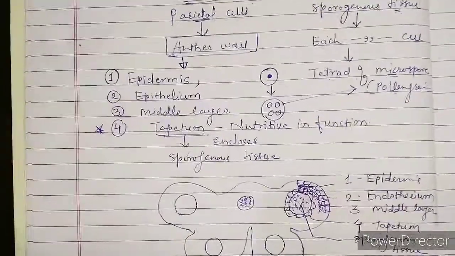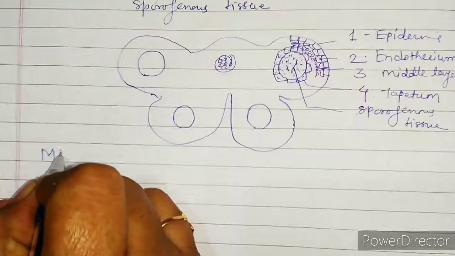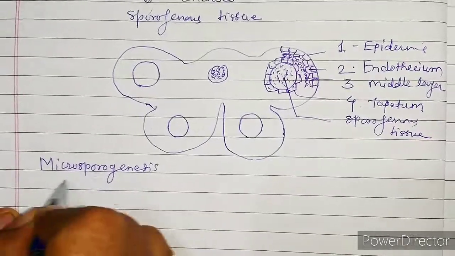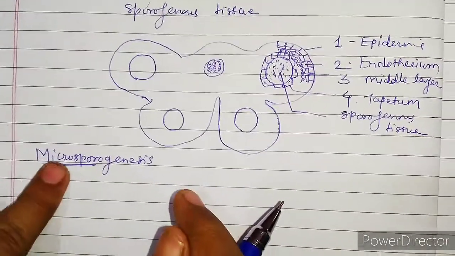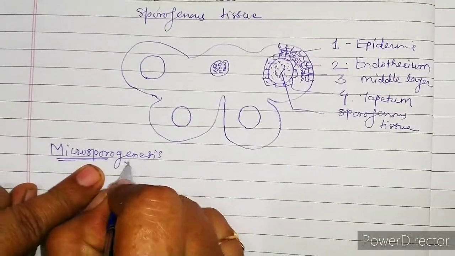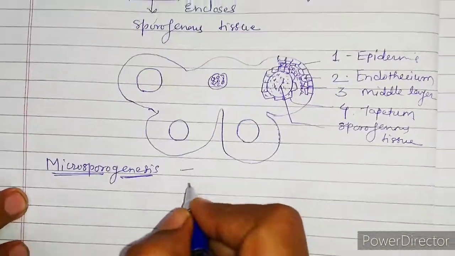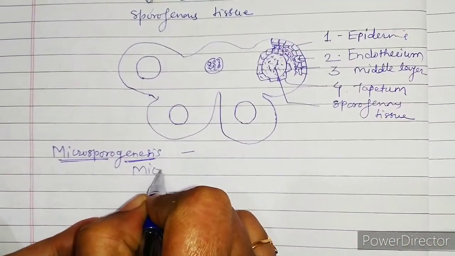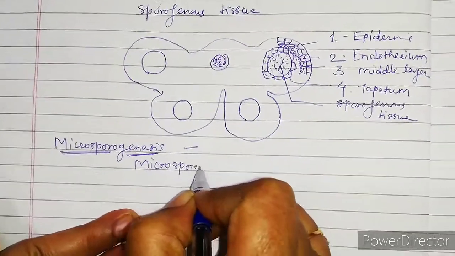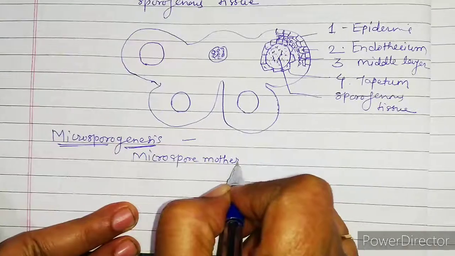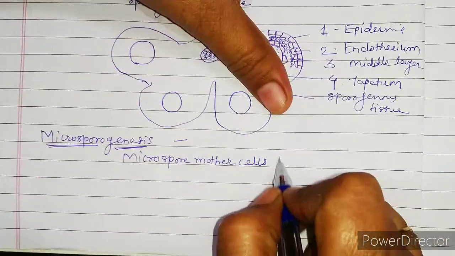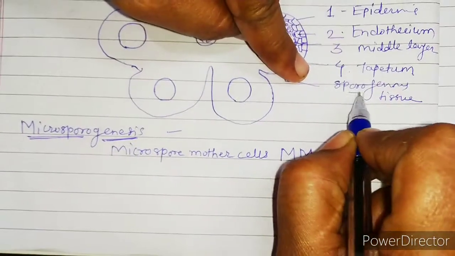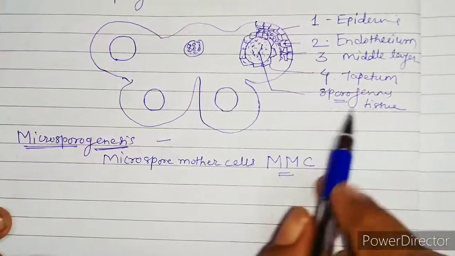So the next part is now microsporogenesis. Here microspore, microsporo or microspore, genesis, that is formation. So here microspore mother cells, in short they are written as MMC. These microspore mother cells, no doubt these are produced by the sporogenous tissue present here.